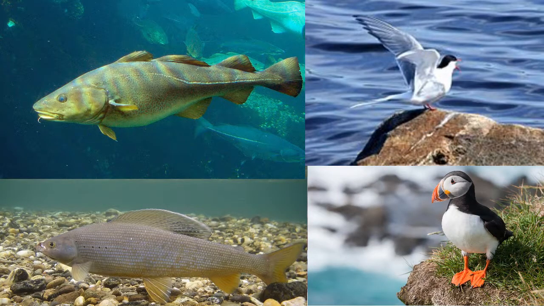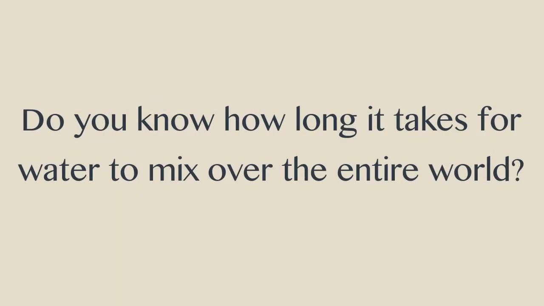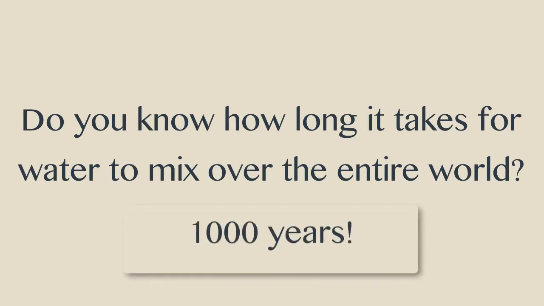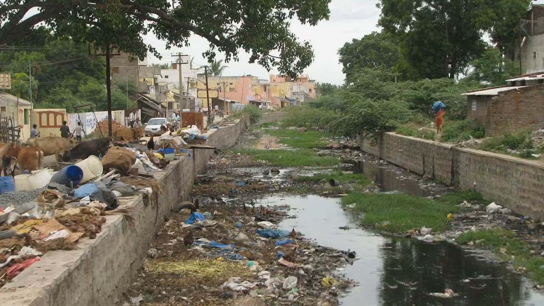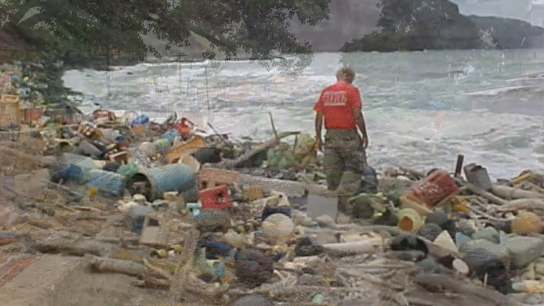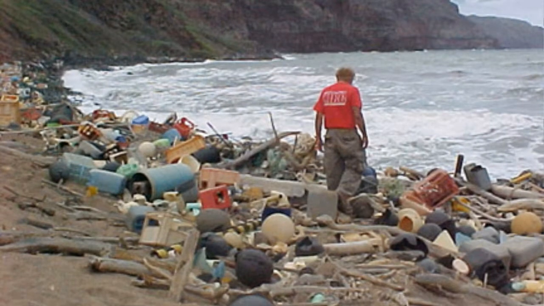The oceans are huge. Do you know how long it takes for the water to mix over the entire world? It takes 1,000 years. But eventually, yes, it does reach all corners of our Earth. So if one place has pollution, we all have pollution eventually. It takes a while and it seems like a long time, but we put 8 million tons of trash into our oceans every single year.